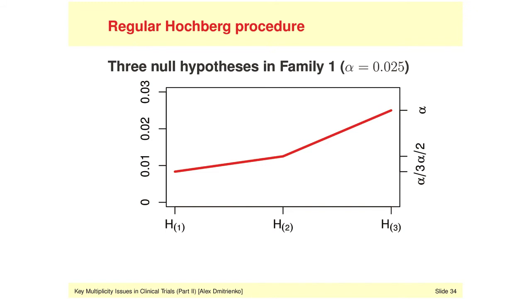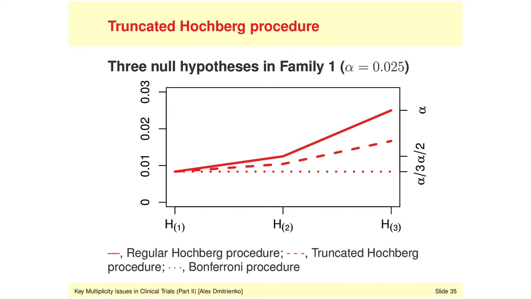We will have to consider the next hypothesis in the sequence, and that hypothesis will be tested at the level alpha over 2. Finally, the last hypothesis in the sequence, that's the hypothesis that corresponds to the smallest p-value, will be tested at the level alpha over 3. And this gives us a set of two linear segments that we see on the slide. On the other hand, as another extreme, we can consider the set of significance levels used by the Bonferroni procedure.